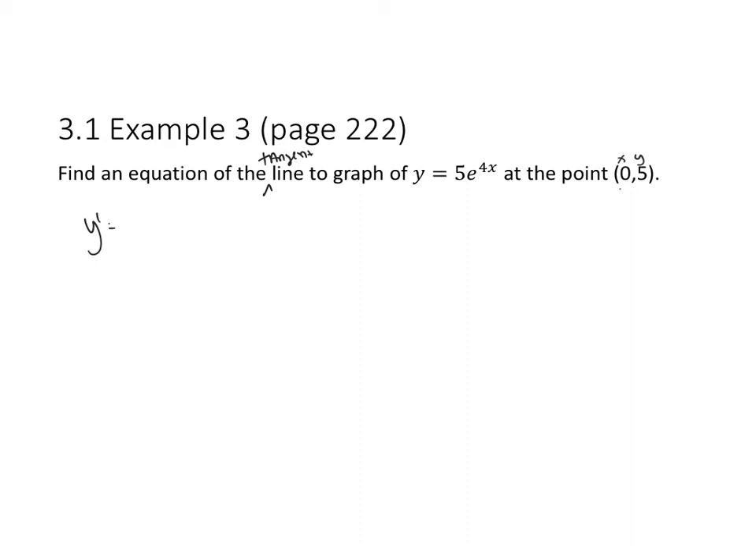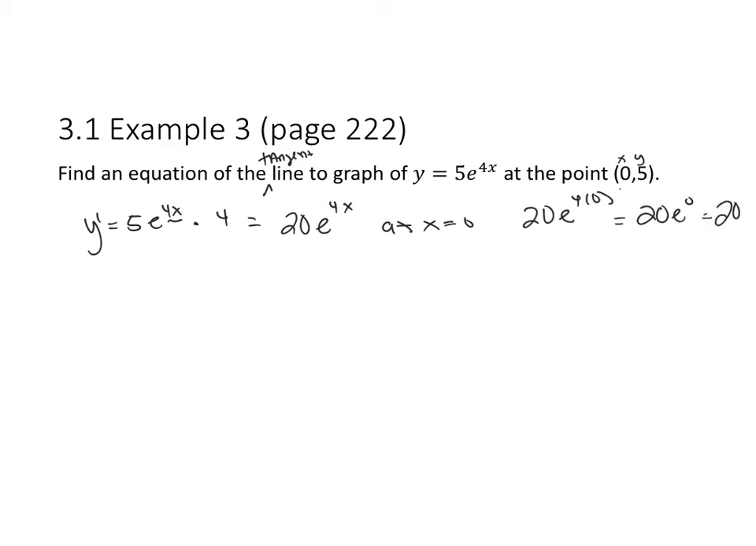So y prime, the 5 is going to come for the ride. E to the 4x is our parent, and then we differentiate 4x, our baby, so 4. So 20 e to the 4x. And now I need to find it at point 0, or at x equals 0. So that will be 20 e to the 4 times 0, or 20 e to the 0. Anything to the 0 is 1, so my slope is 20.